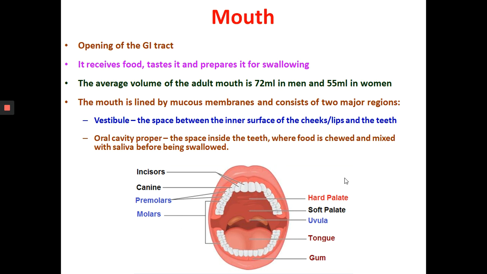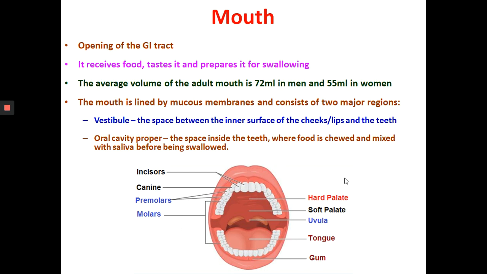The mouth is lined by mucous membranes and consists of two major regions. The mucous membrane lining the mouth is quite important as the saliva produced in the mouth contains different digestive enzymes like salivary amylase, salivary lipase, etc. If this mucous layer is absent, these enzymes will act on the cells lining the mouth cavity and kill them.